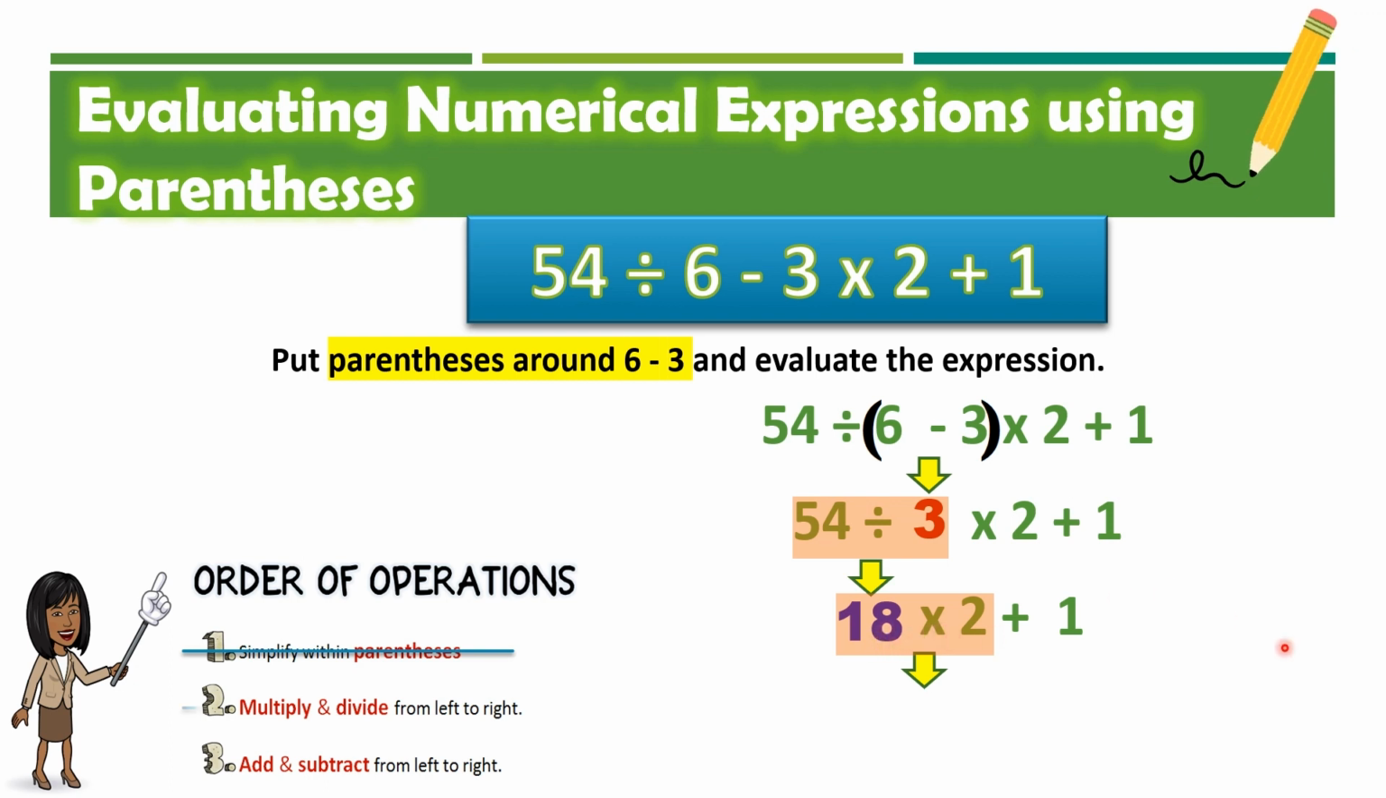So 18 times 2, the answer is 36. Now we have one last step, which is to add from left to right. So now we have 36 plus 1, our answer equals 37.